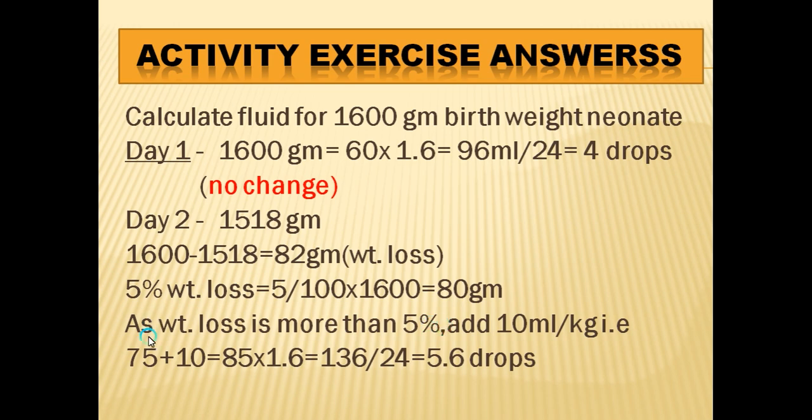So what we need to give is, as the weight loss is more than 5%, add 10 ml. So 75 was the allotted on day 1. So we add 10 ml. So 85 ml we need to give, 85 ml per kg. So 85 into 1.6 is 136, divided by 24 hours. So that is 5.6 drops. 5.6 drops means, because it is 0.6, so we need to give 6 drops per minute.